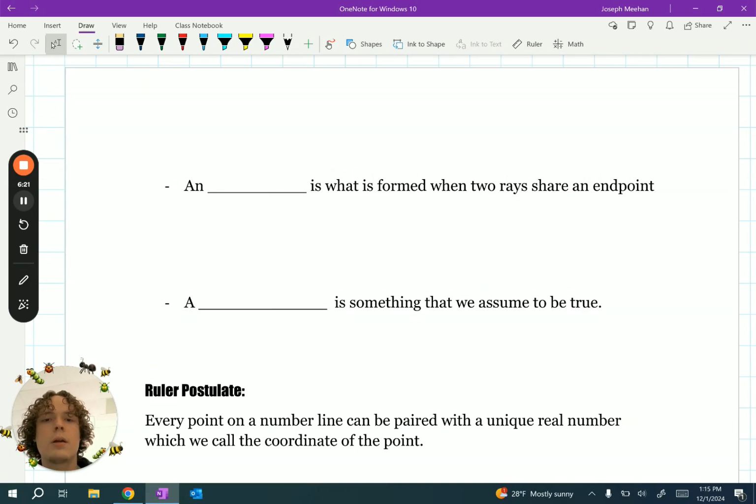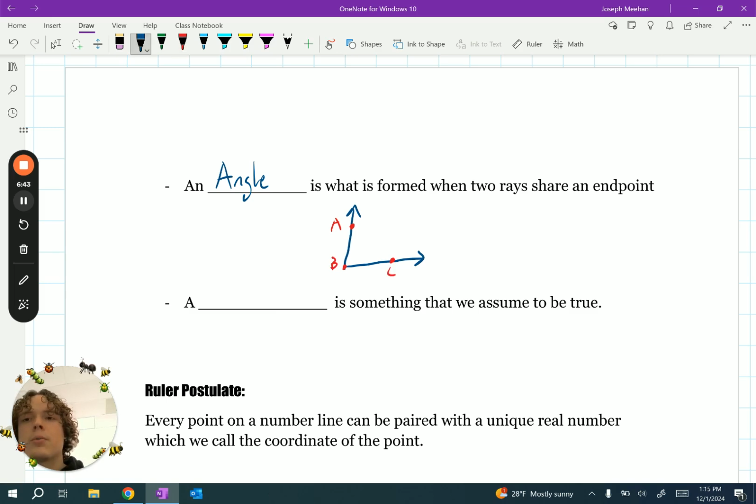A couple more. It says a blank is what's formed when 2 rays share an endpoint. This is called an angle. I'm sure you know what an angle is. An angle is 2 rays, just kind of like that. And if we wanted to label this angle, we would still pick 2 points for each ray. So let's say we have point A, point B, and point C. Both of these rays share point B, and then they each specifically have A and C respectively, right? So we can say that this is angle ABC, or we can draw a slanted angle symbol that represents angle, so that way we know it's angle ABC.